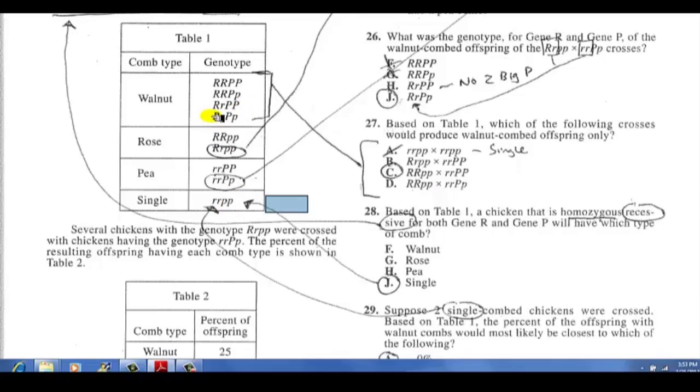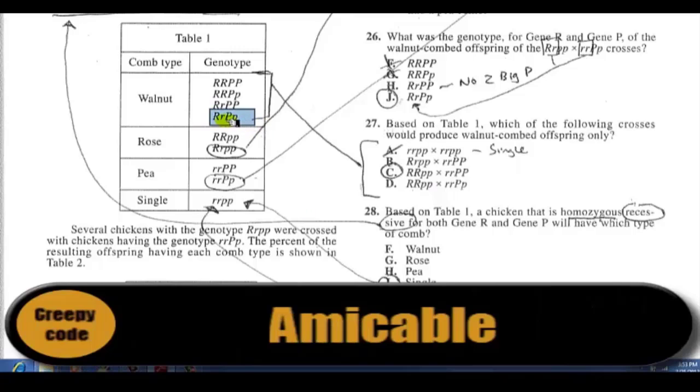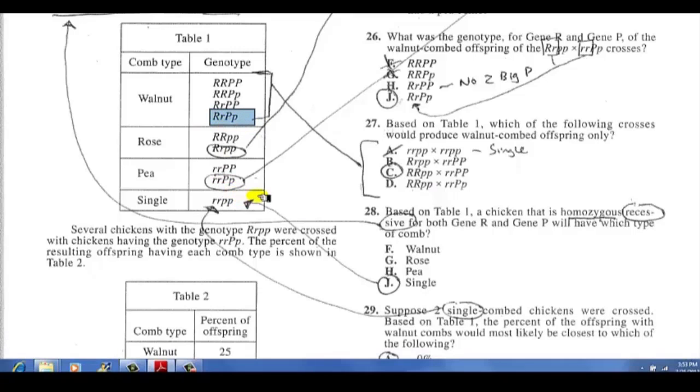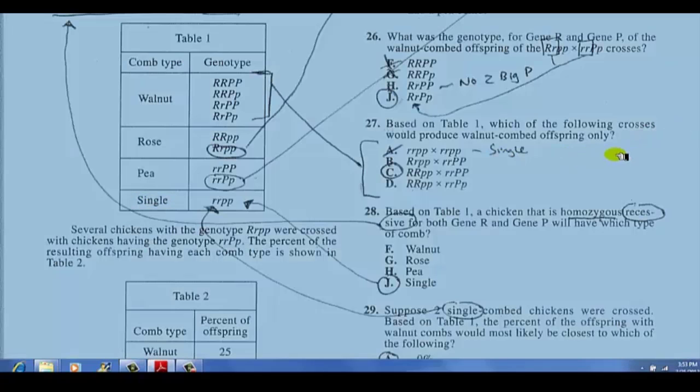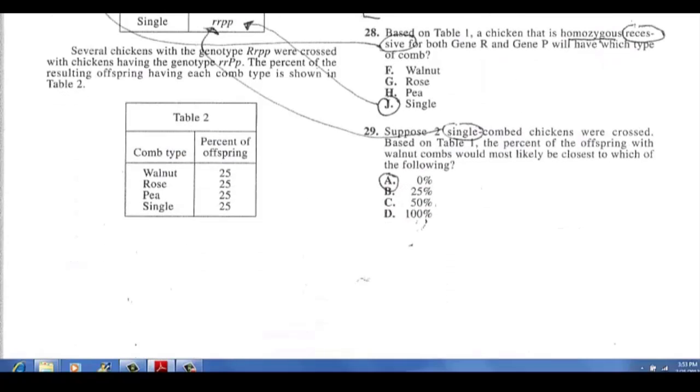That's out. And over here, we still have a capital R, capital P, which are both dominant genes. And once again, the mother and the father have the exact same genotype, lowercase rr, lowercase pp. You cannot get any of the walnuts because the genotype for the walnut needs dominant genes, and that's not what you see when you mix two single-combed chickens together. So the answer for this one is that it's not possible. Not possible translates to 0% for problem 29.